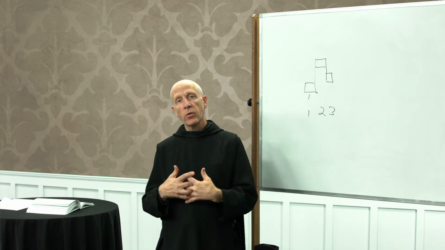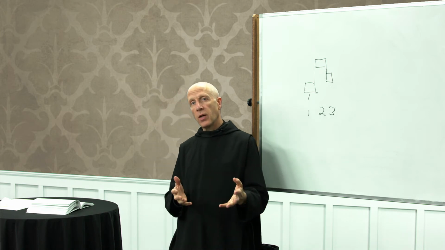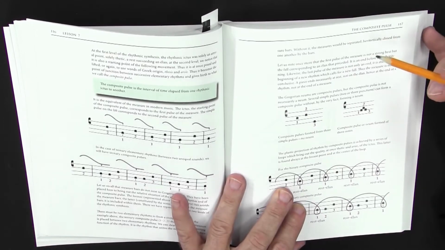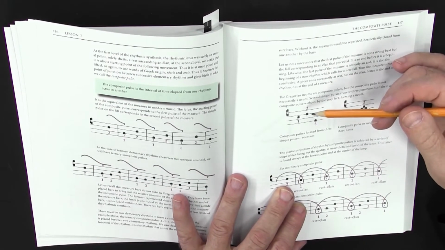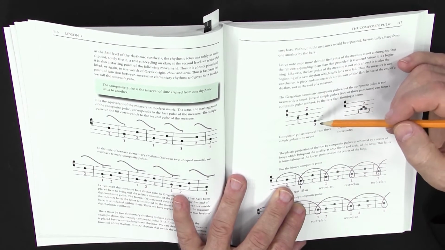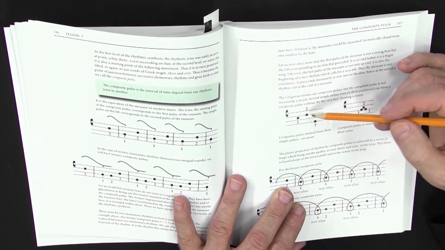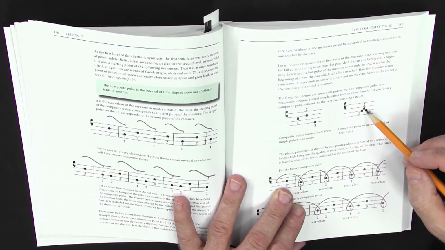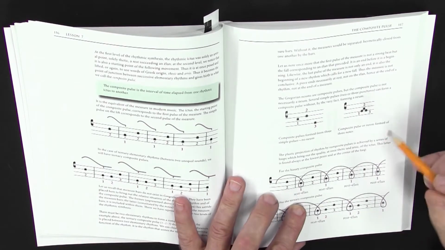The manual shows us further how that works. On page 117, you have 3 composite pulses, which do not form a neum. They're 3 separate notes. But here you have a neum. It's another torculus. 1, 2, 3.